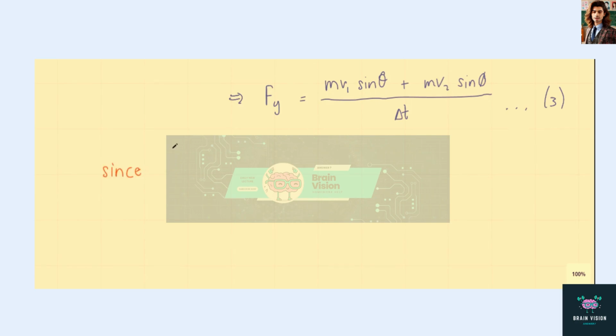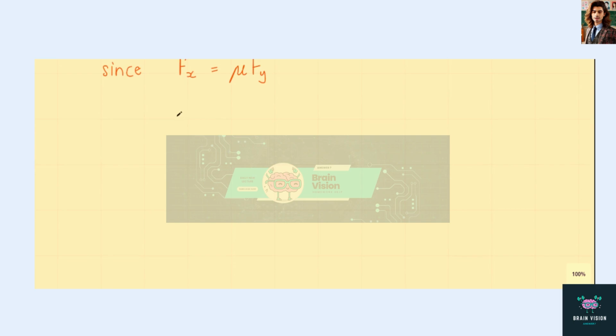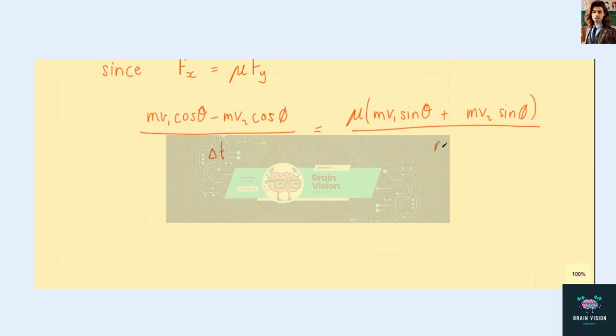Now, since we know that Fx is equal to mu times Fy, this is given, we can use equations 2 and 3 and write the expressions of the force as follows. m v1 times the cosine of theta minus m v2 times the cosine of phi, all over delta t, must equal mu times Fy. So that's mu, the coefficient of kinetic friction, times m v1 sine theta plus m v2 sine phi, and this again is all divided by the impact time delta t.